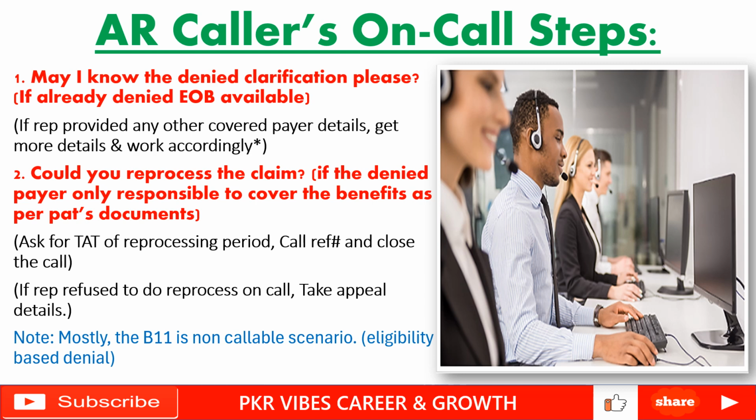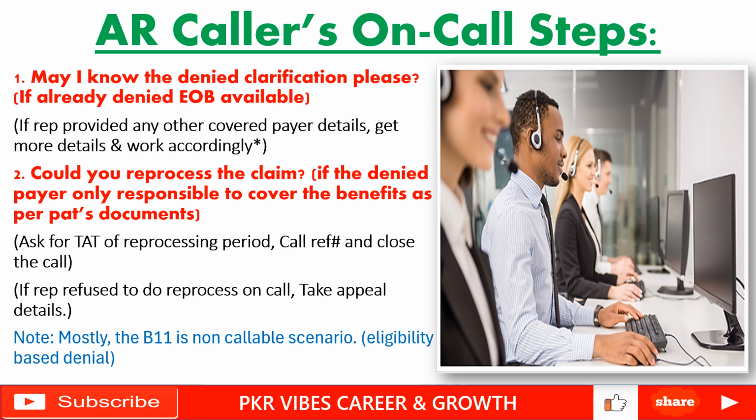At that time, you should share the same information with the insurance representative: that we already have patient documents with us, and we finalized that this insurance is the only primary insurance. However, we already billed the claims to your insurance as a primary previously, and those claims were already processed by your insurance, and we got the payments also. Could you please reprocess the claim? If the denied payer is responsible to cover the benefits as per patient documents or as per previous payment histories, at that time as an AR caller, you should request to reprocess the claim over the phone call itself.